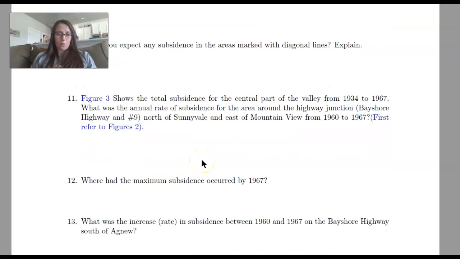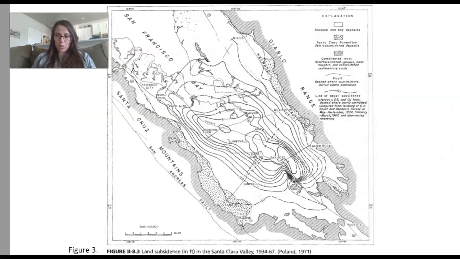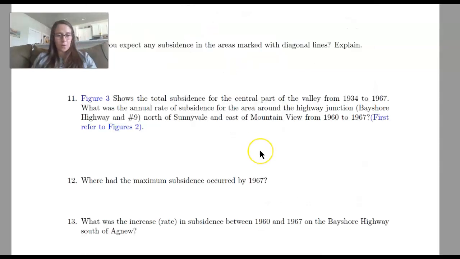Okay. So figure 3 now shows the total subsidence for the central part of the valley between 1934 and 1967. So here, let's look at the image. So here they give you the whole subsidence rate, or the subsidence itself, in that area for the whole 33 years. And so now they're asking you, what was the annual rate of subsidence for the area around the highway junction, which is Bayshore Highway and number 9. This is north of Sunnyvale and east of Mountain View.